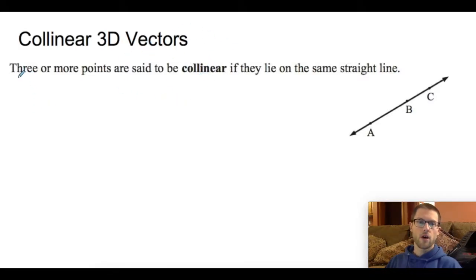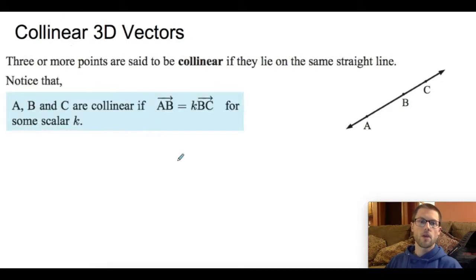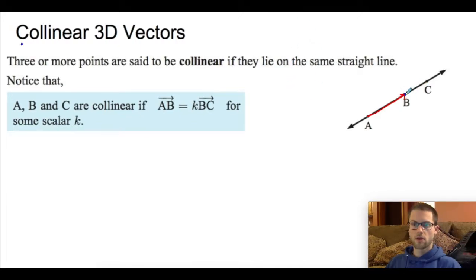So we have 3 or more points on this line, and they are collinear if they lie on the same straight line. So that's nothing new. Notice that if I had this line here, A, B, and C are collinear if the vector AB is equal to some scalar times BC. So this is vector BC.